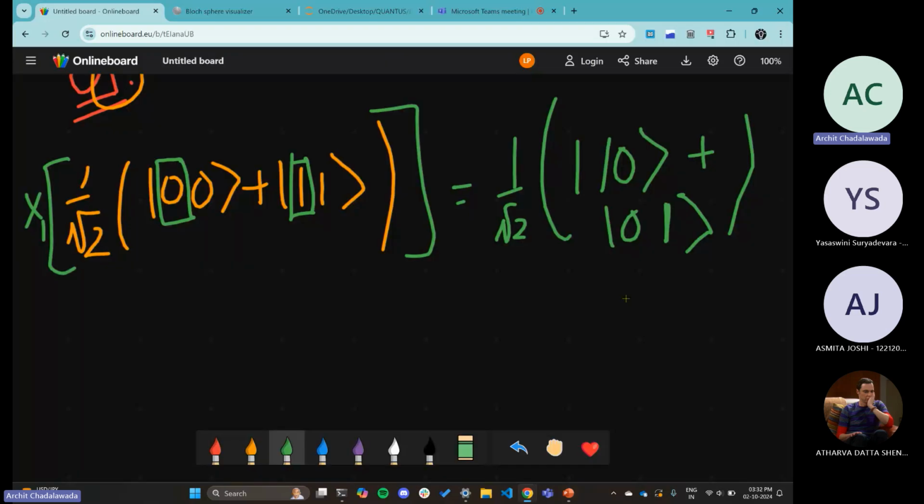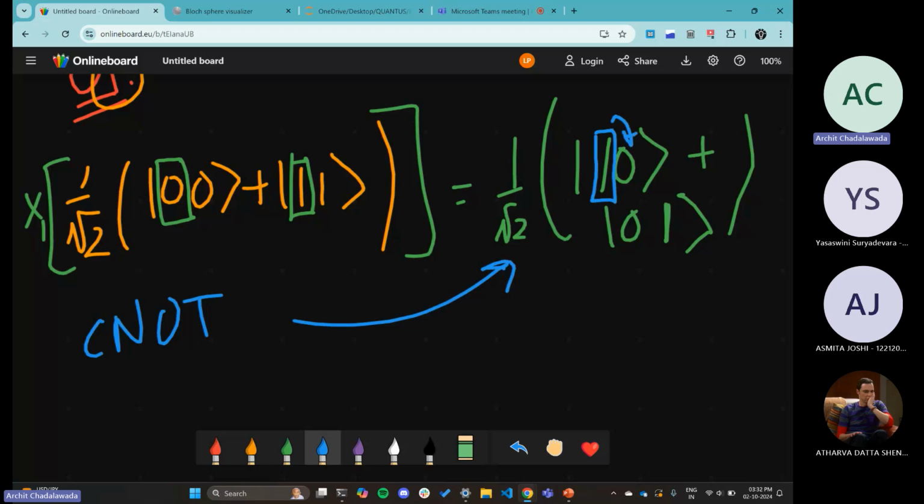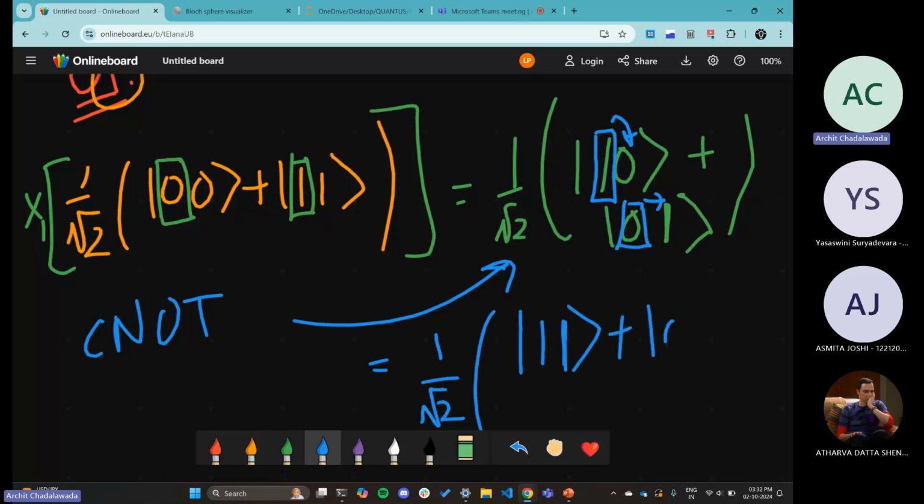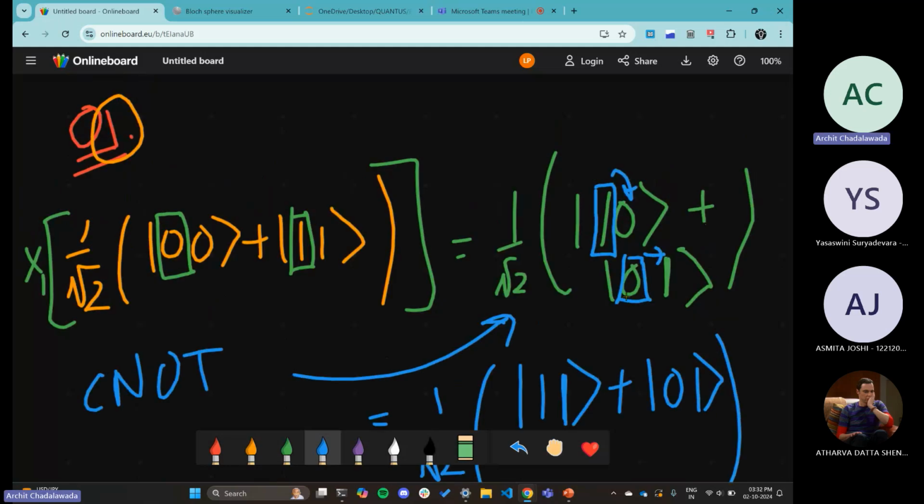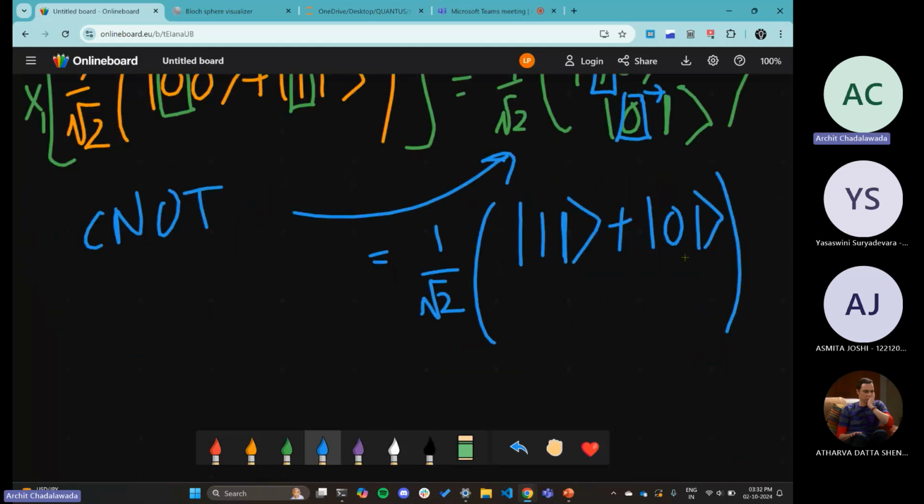So now that we've done this routine, we can speed it up a bit. Apply the CNOT gate to this state. What happens is the first qubit here is 1, so we flip this qubit. But the first qubit is 0 in this case, so we don't need to flip this qubit. So the output of that will be 1 by root 2 into ket 1, 1 plus ket 0, 1. And again, in this case, Bob measures the second qubit.